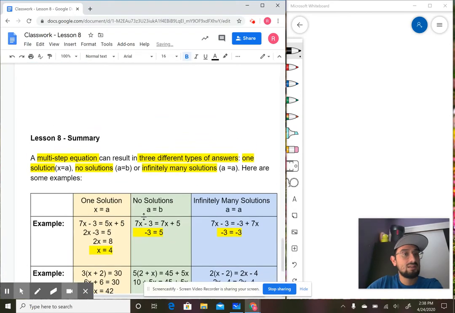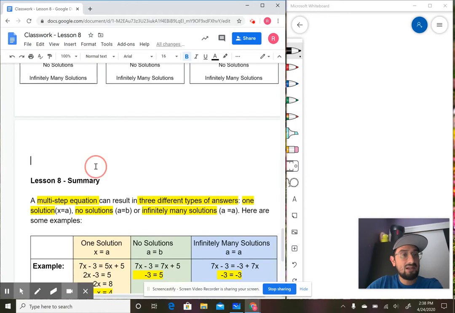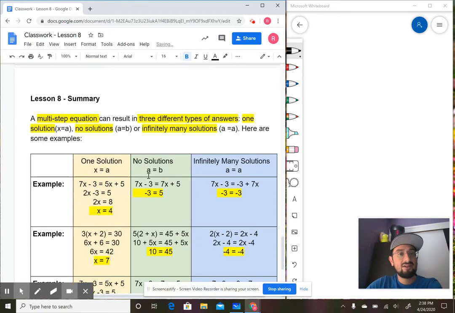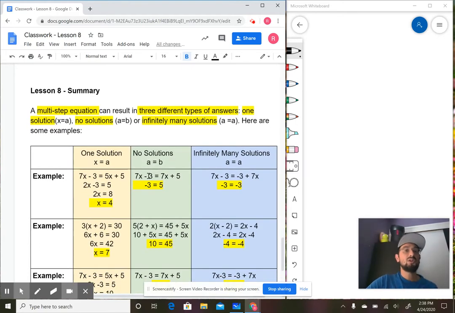So I made a nice little chart for you last time, and I have it here still. A multi-step equation can result in three different types of answers. One solution, x equals a. No solutions, a equals b. Or infinitely many solutions, a equals a.